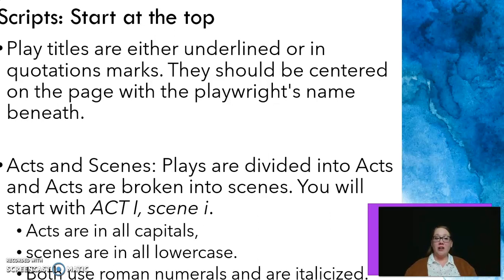We're going to start at the top. The very first thing you see on a play is the title. Play titles are either underlined or in quotation marks. They should be centered on the page with the playwright's name beneath. You will have your own title that you come up with, and your name will be where the author's name is. On the first page of a script, you see a heading telling you the act and scene numbers.